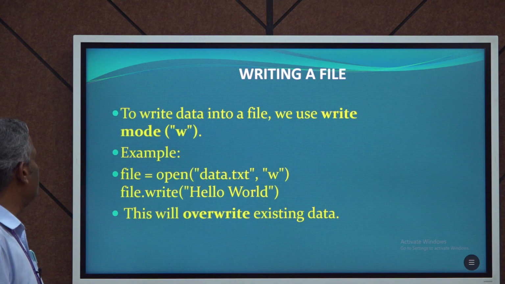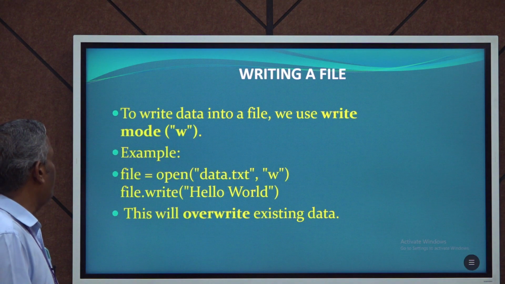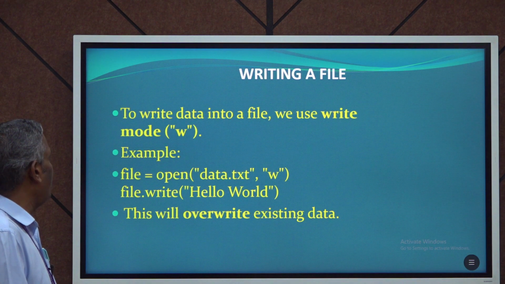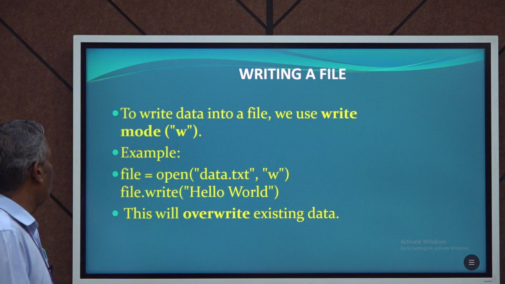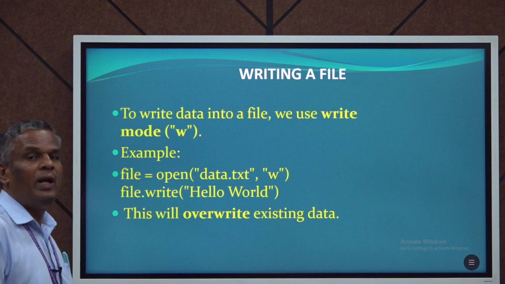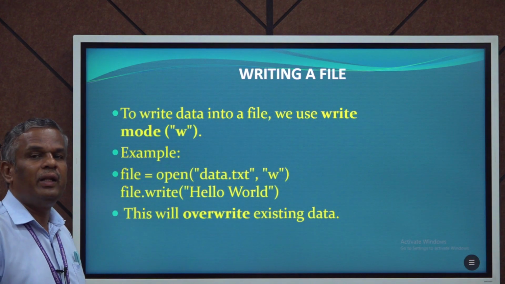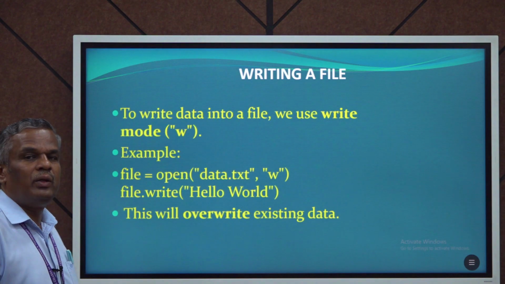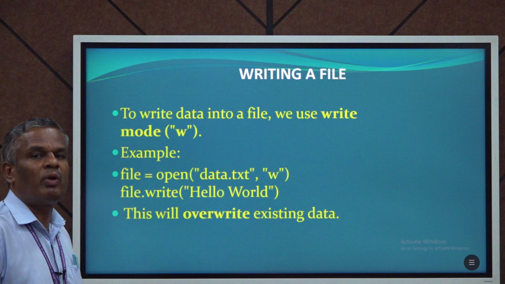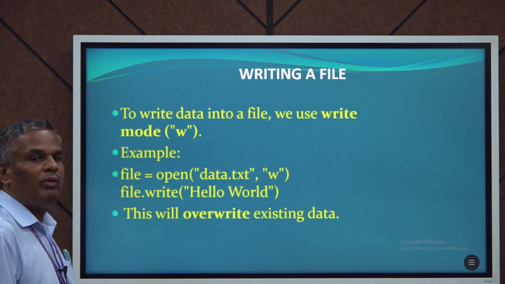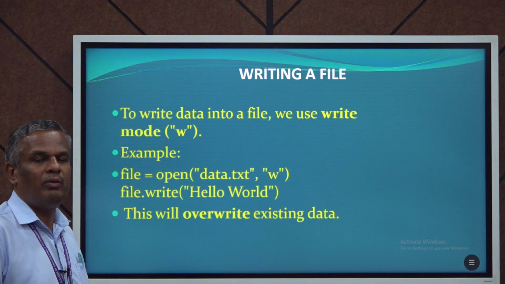Example, file = open data.txt, the mode is the writing mode w, file.write hello world. So this will overwrite the existing data. The words hello world will be written in the file data.txt. Using the write mode, all the previous data will be deleted from the file, then hello world will be stored in the data.txt.